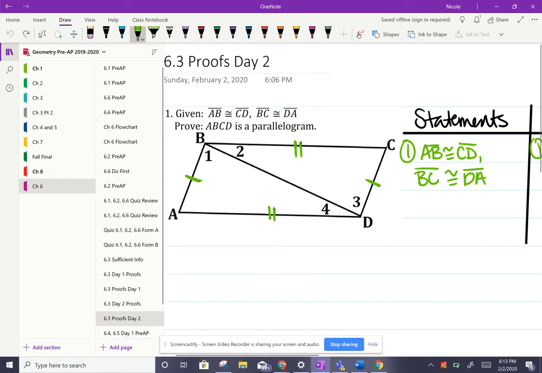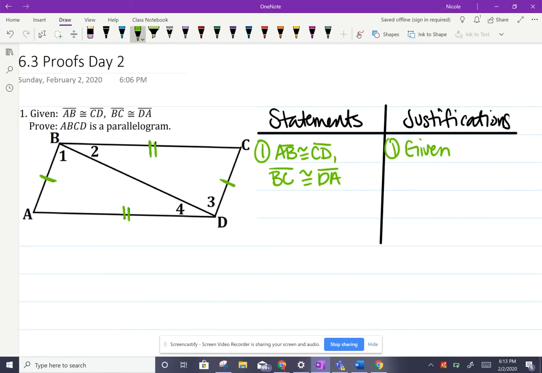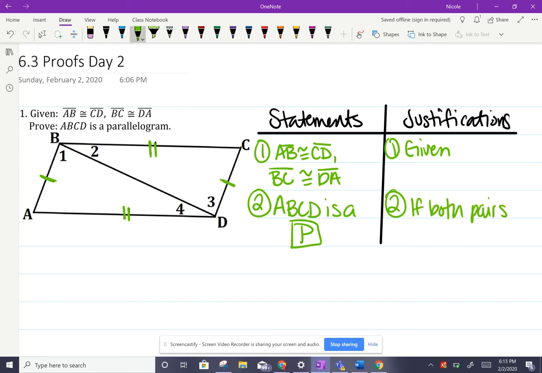So let's see. BC is opposite from AD. Those are congruent. AB is opposite of CD, and those are congruent. Honestly, this is the shortest one you'll probably ever have to deal with. Just based off of the given information, we can say that ABCD is a parallelogram by saying if both pairs of opposite sides are congruent, then it's a parallelogram.